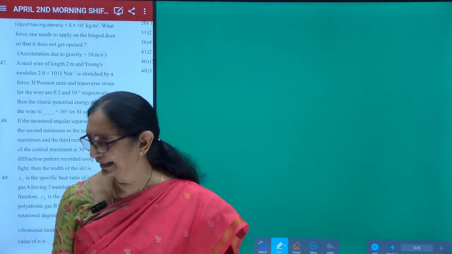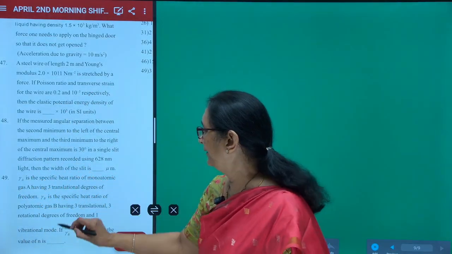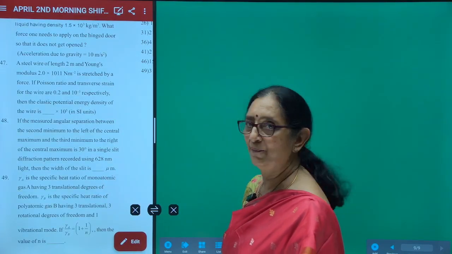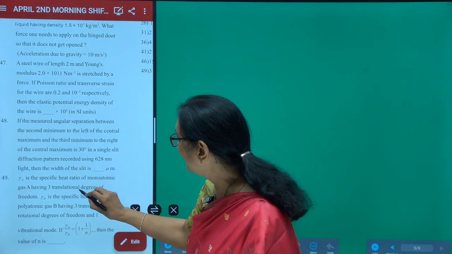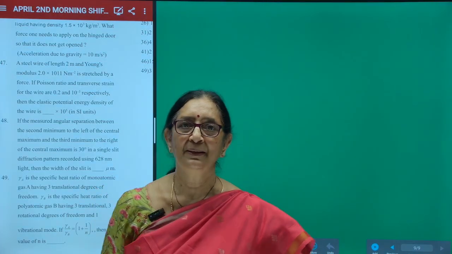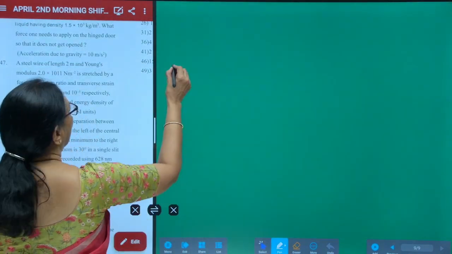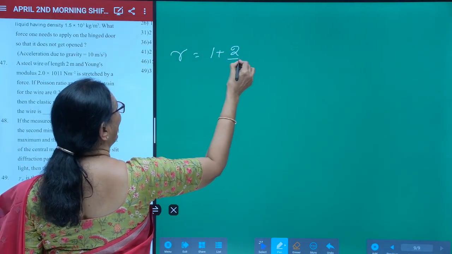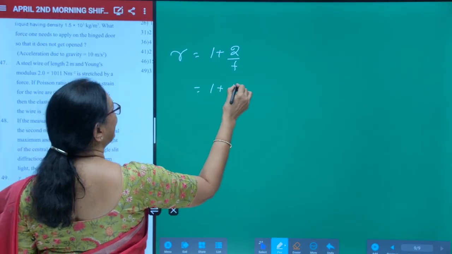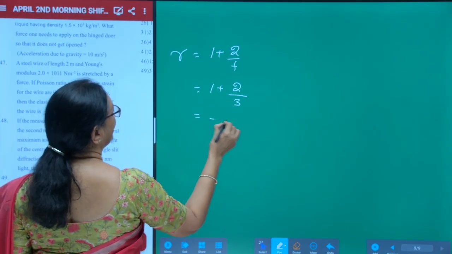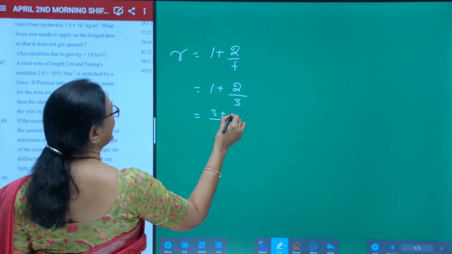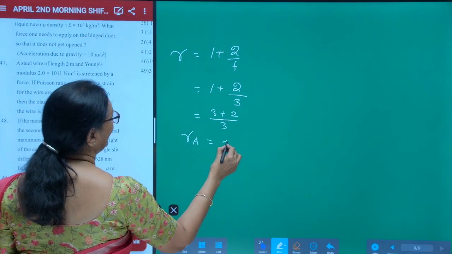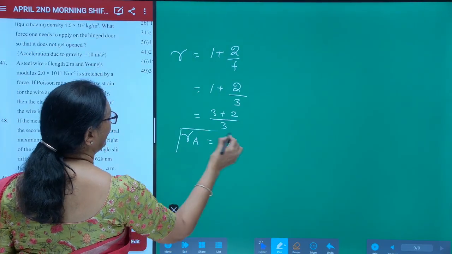Read the problem carefully. Question number 49. Here, gamma A is the specific heat ratio of monoatomic gas having 3 translational degrees of freedom. Based on degrees of freedom, the ratio of specific heats is 1 plus 2 by F. It has 3 degrees of freedom, so 2 by 3. If you take LCM, 3 plus 2, so gamma of the first gas is given as 5 by 3, right?